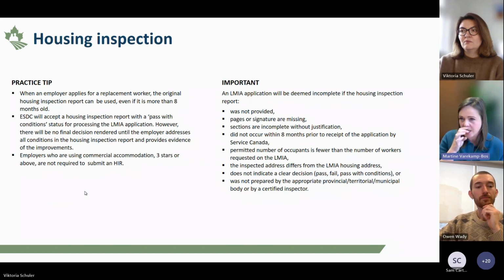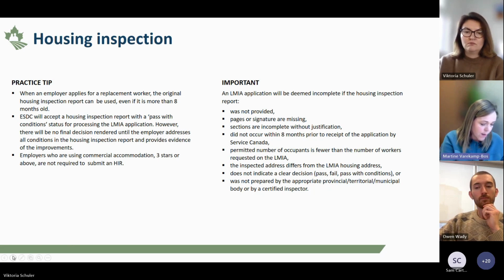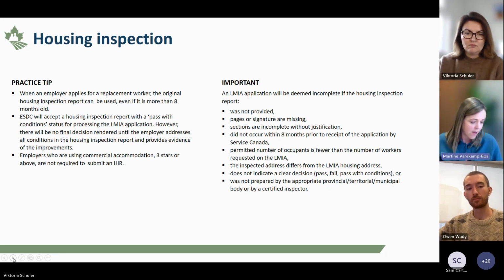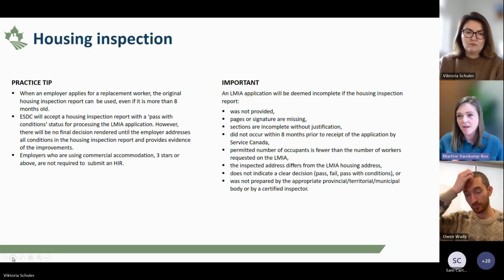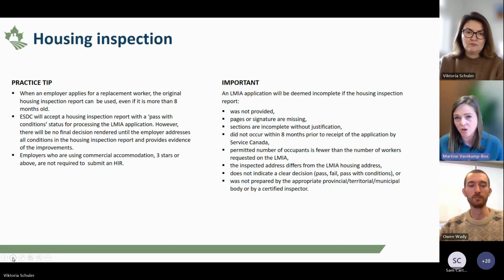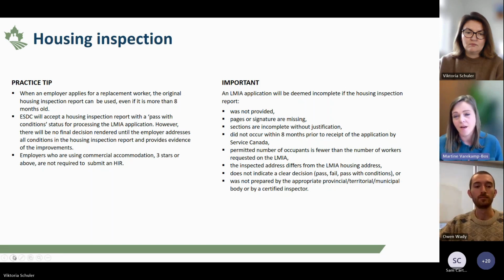Some other practical tips or things to think about: in terms of offsite and onsite housing, your requirements around how much you can charge in rent are different. For on-site housing, you're only allowed to charge, under the agricultural stream, $30 per week in rent, and you are not allowed to collect utilities and that type of stuff.